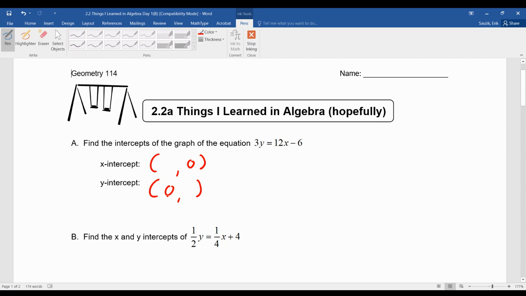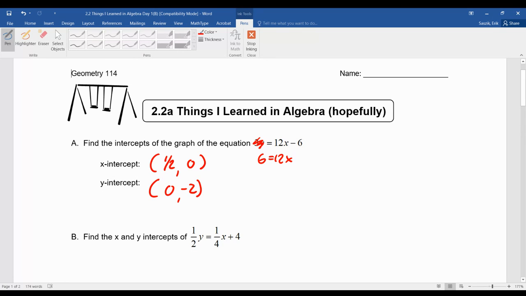If the x value is 0, if I put 0 in here, 0 times 12, that becomes 0. 3 times what is negative 6? Negative 2. It's pretty easy, right? The x-intercept, of course, the y has to be 0. That means this goes away, right? If I plug the 0 in. So if I move the negative 6 over, it becomes positive 6 on that side. And x, of course, would have to be 1/2.